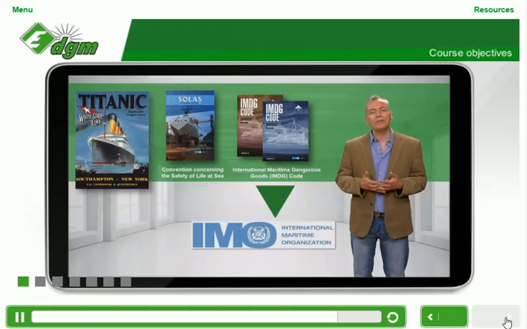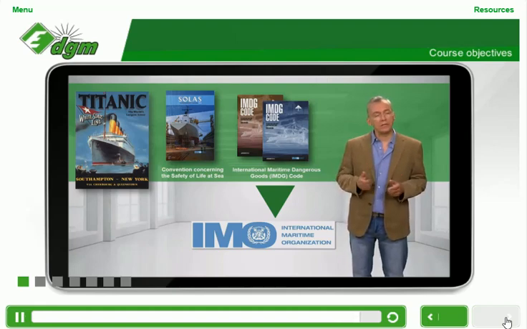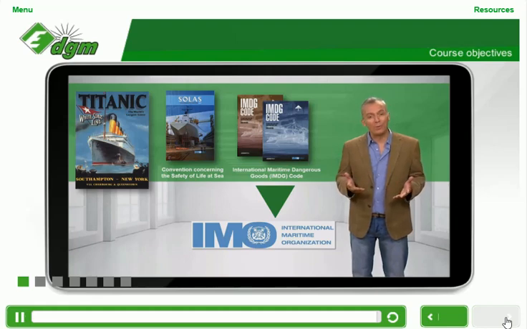The International Maritime Dangerous Goods IMDG Code was first published in 1965 by the Intergovernmental Maritime Consultative Organization, nowadays known as International Maritime Organization, IMO.